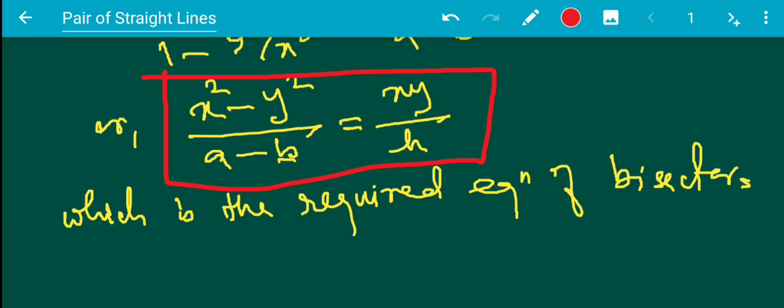So this completes the theory of pair of straight lines. Up to this part, the students of FYUG taking IDC as mathematics, they need up to this portion of pair of straight lines. In the next video, we'll solve some problems, okay, so that you can understand what type of problems will come in the examination. Okay, thank you so much.